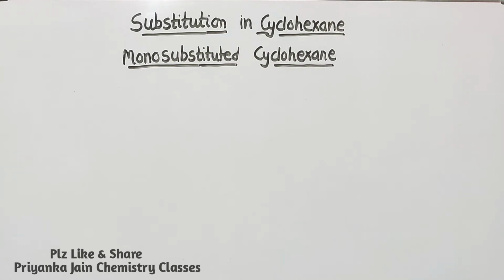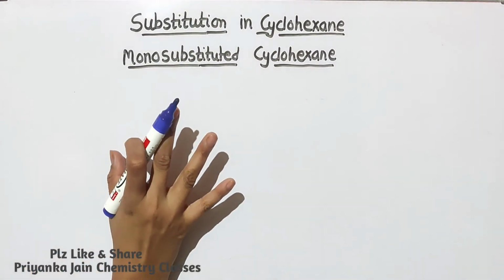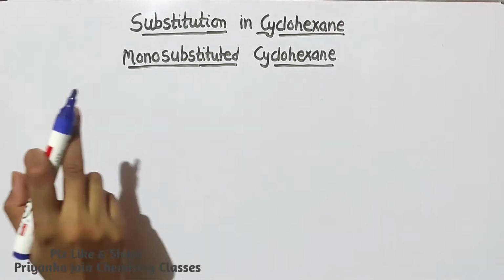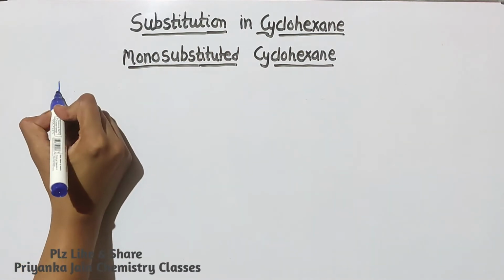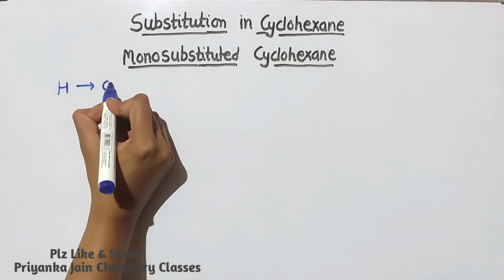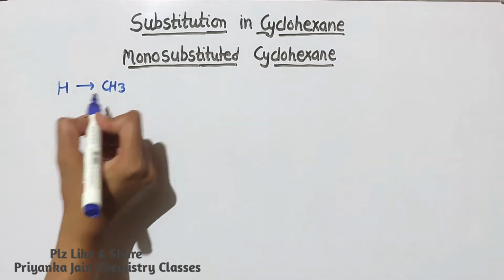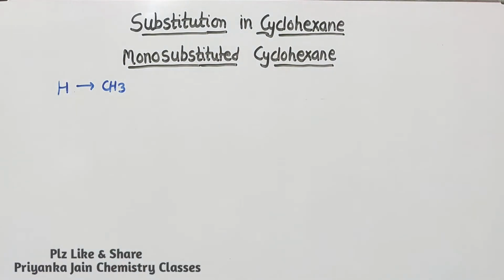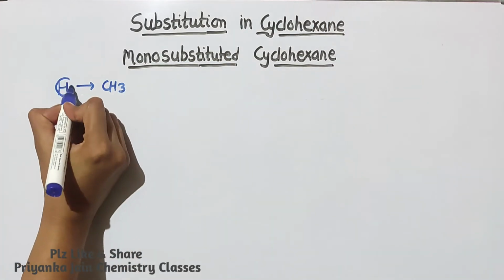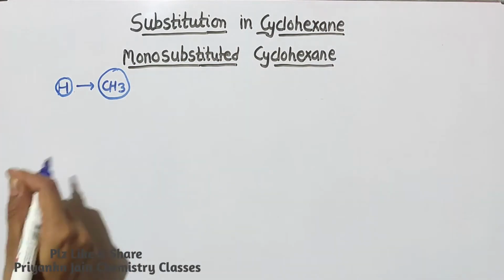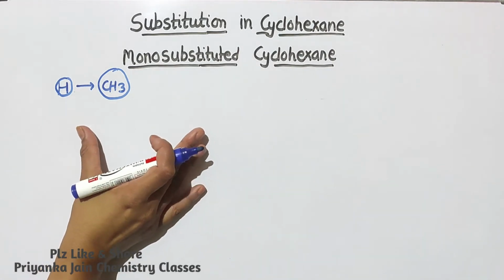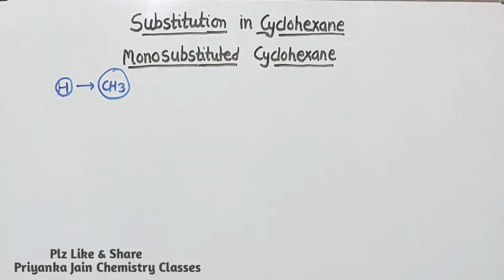Firstly we will understand what the monosubstituted cyclohexane is and how the conformation will look. Whenever we see cyclohexane, two hydrogens are attached to each carbon atom. Suppose one of the hydrogens is replaced by a CH3 group, then what will happen? There will be steric crowding. The hydrogen is a small atom and the CH3 is a large group, so it will require a larger space, and there will be steric crowding in the molecule.